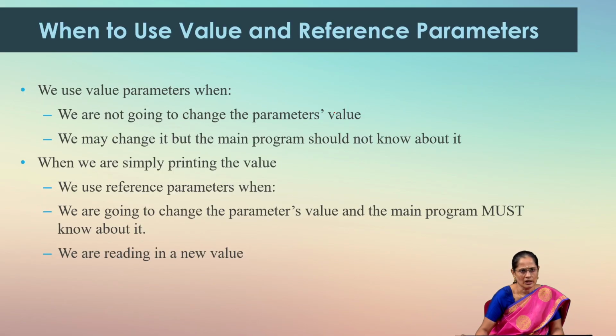So, when are we supposed to use value parameters, and when are we supposed to use reference parameters? In case you want the parameter's value not to be changed between the actual and the formal parameters, it is better to go for value parameters. If we compulsorily want the main program to get the parameter's value update reflected in the actual parameter, it is better to go for reference parameters. But we have to be very careful when using reference parameters, because we are trying to use the address, a location. So, we are supposed to handle it carefully.